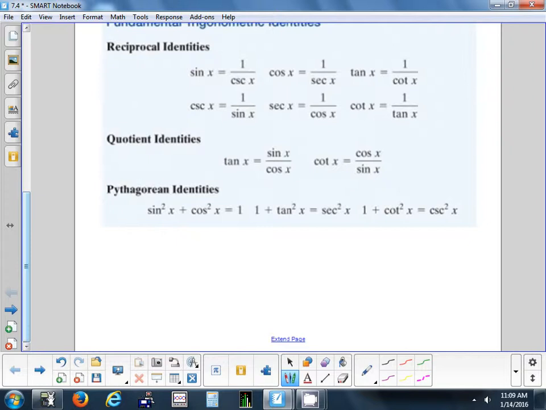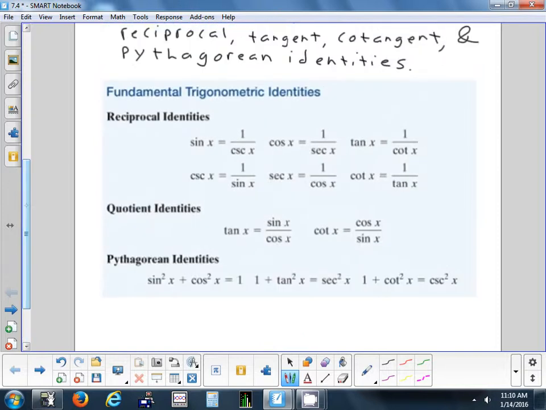There's hundreds of identities. If you take any trig book, usually flip to the inside back cover, not in your book, I guess, that's usually where they list them all. Identities besides these are not really something you memorize. You look them up and use them when you need them, because they can get pretty complicated. But these 11 are ones you should know. They're the very fundamental, basic identities.